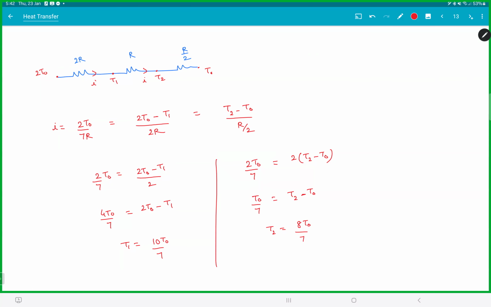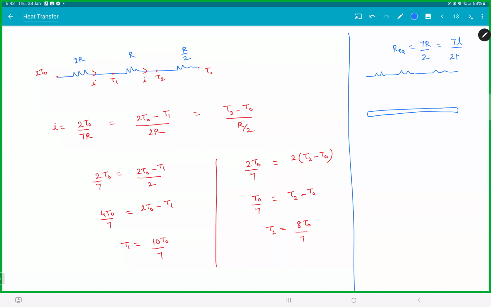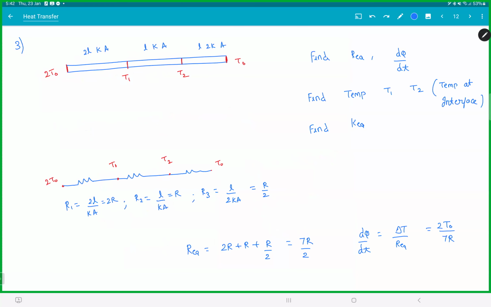Now the next part is K equivalent. How to find the K equivalent? So now you're saying you want to replace all this with one single rod, right? So this R equivalent was 7R by 2. R is L by KA, so 7L by 2KA. Now, what is the total length of the rod? Now, this is where people generally make a mistake. They take it as L. This is 2L, L, and L. So the total length of the rod was 4L.